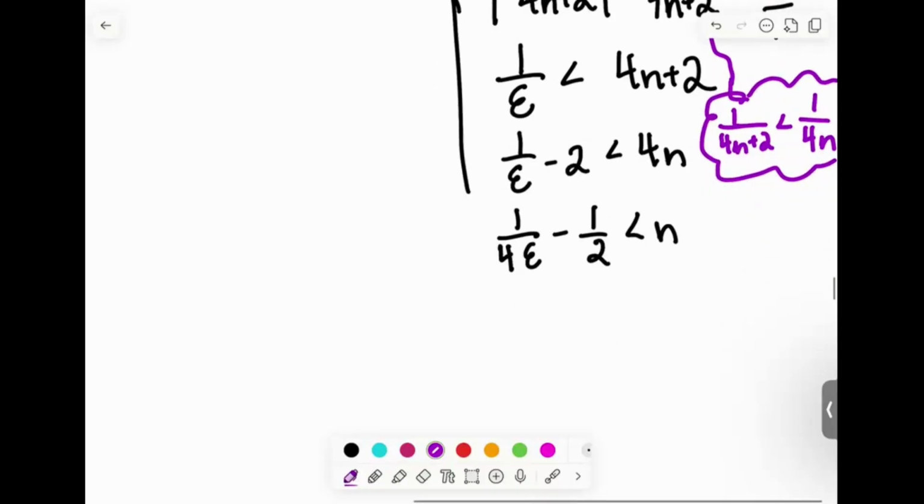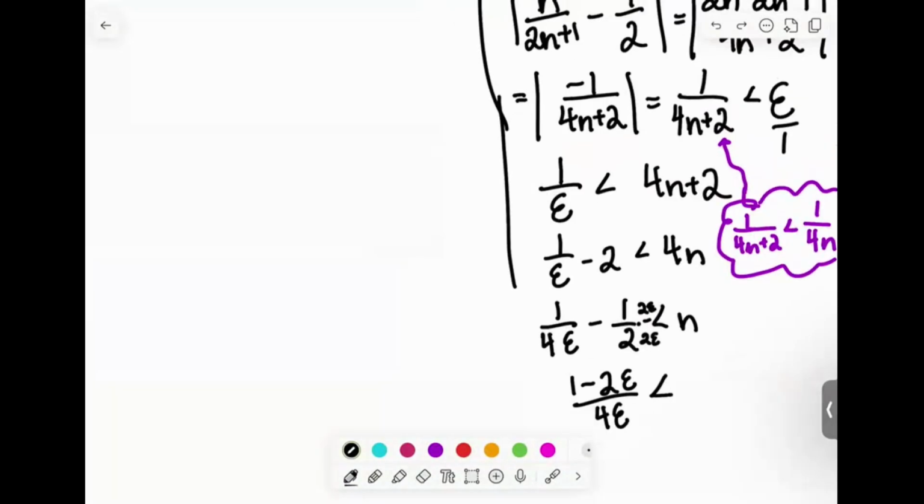We can just keep going with this though. Let's just find a common denominator. So what do I get? I just need to multiply this by 2 epsilon over 2 epsilon, to get my common denominator. So I get 1 minus 2 epsilon over 4 epsilon, whatever that is. So this thing is less than n. That's what we want.